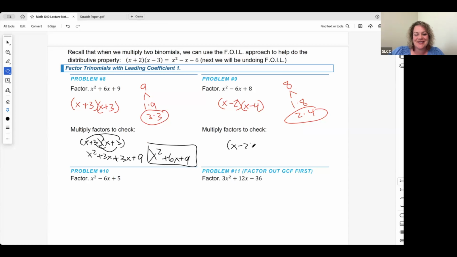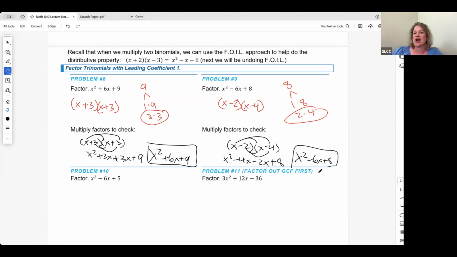We can do the same for problem number 9. X minus 2 times x minus 4. When I distribute the x, I get x squared minus 4x, and I distribute the negative 2 to get negative 2x plus 8. I combine like terms, x squared minus 6x plus 8, and voila.